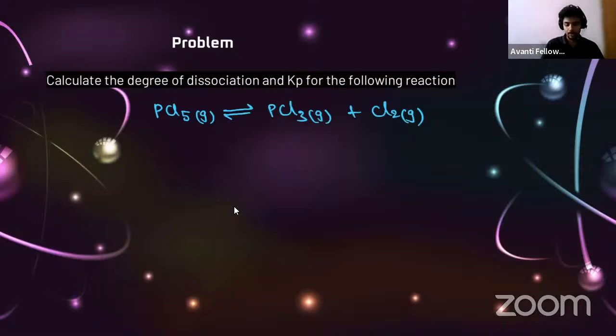Calculate Kp value here by using these formulas. First thing, initially where time is equal to 0, concentration of PCl5 is A, other products are 0. Now at equilibrium A minus X is there, and X moles of PCl3 is formed and X moles of Cl2 is formed. Now if you don't know the moles, let's say AX moles will be forming.